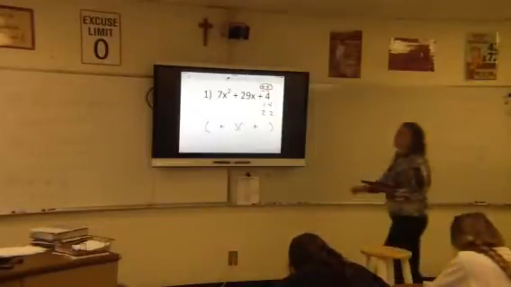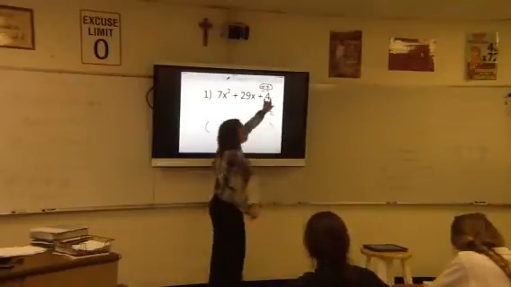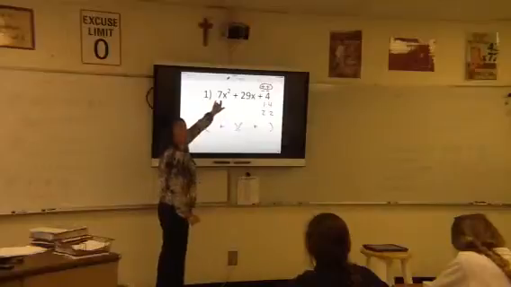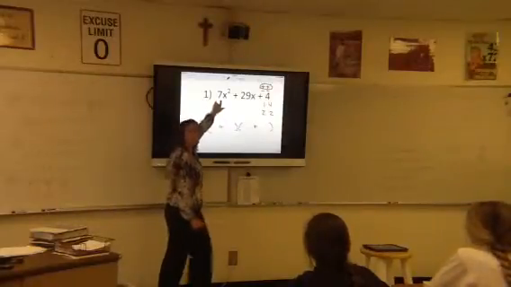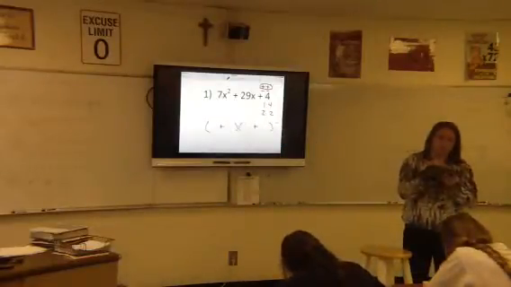Now, the next thing we need to do, now that we have our signs under control, is I told you we're going to list factors here, just like we were doing, but we're also now going to list factors of the A value, or your front number. Okay, so what are factors of 7? 1 times 7, okay?